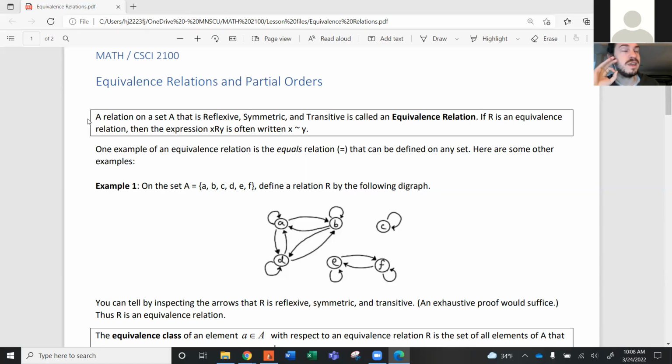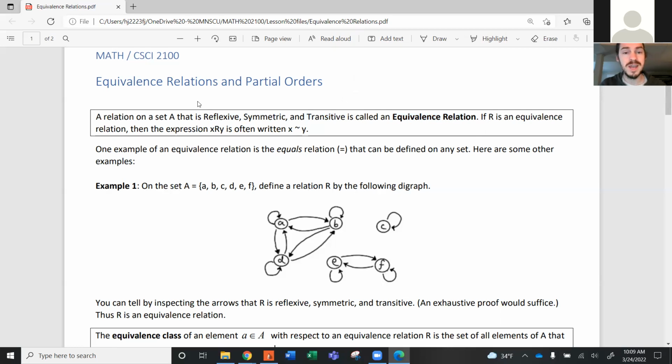equivalence relations. And the thing that really defines an equivalence relation is that it has these three properties. It's reflexive: every element is related to itself, equivalent to itself. It's symmetric: if x is equivalent to y, then y is equivalent to x. And also transitive: if x is equivalent to y and y is in turn equivalent to z, x will also be equivalent to z. So any relation that has these three properties can be called an equivalence relation.